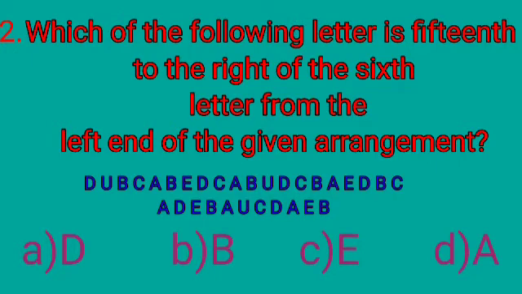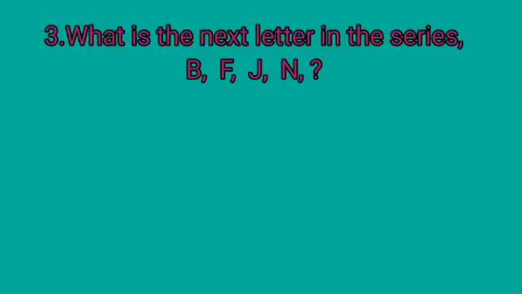So now 15th to the right means E is 1, D is 2, C is 3, A is 4, B is 5, U is 6, D is 7, C is 8, B is 9, A is 10, E is 11, D is 12, B is 13, C is 14, A is 15th. So A letter is 15th letter to the B. So answer is A. So D option is correct.